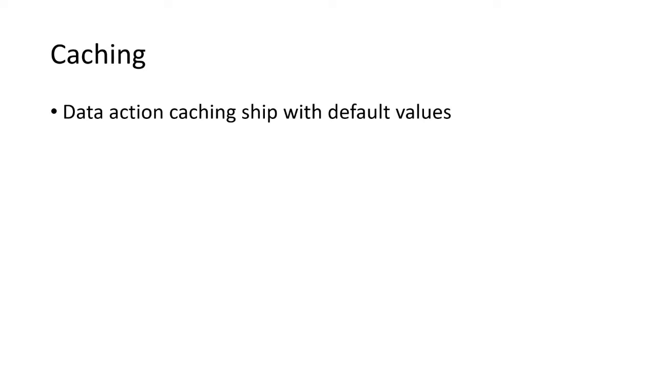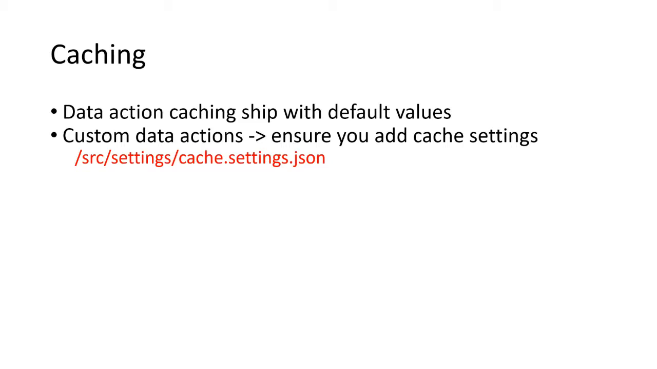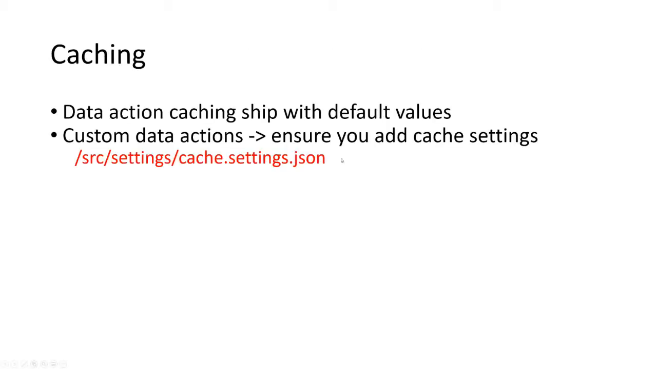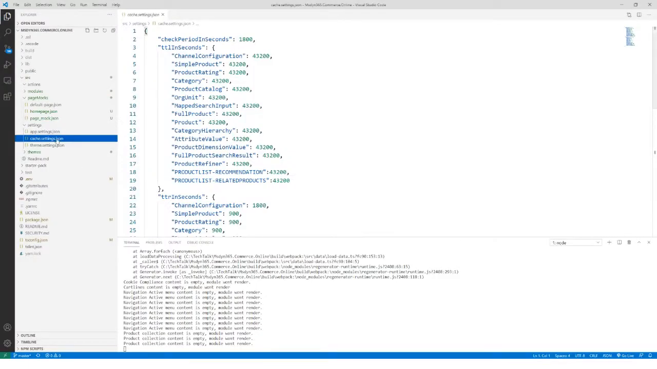So caching, most of our caching is done at the data action layer for us. So data actions, if you recall, is what gets data into a module. So I showed the use of one of them, which was get simple product. And we have a bunch of default values that we set up for caching setup. And I'll show you that in just a moment. But when you create your own data actions, you want to make sure to set some caching values in there as well. So this file here, the cache settings JSON file, let me show you that file here, right there.